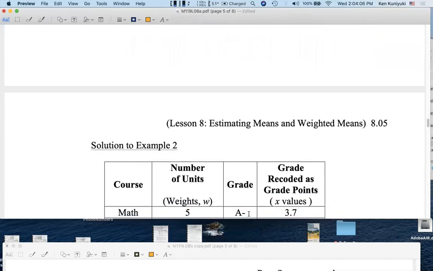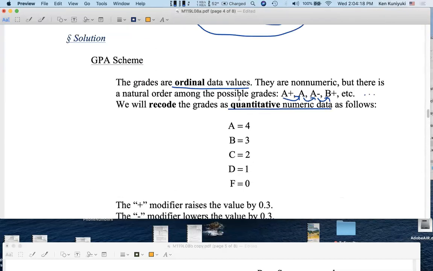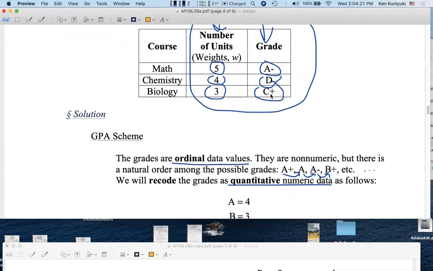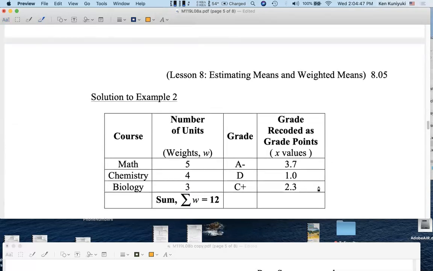Well, your A minus in your math class, that's 3.7 grade points. The D you got in the chemistry class, that was 1 grade point. Now, what about the C plus you got in the biology class? A C plus is how many grade points? Well, a C is normally 2 grade points, but because of the plus modifier, we're going to add 0.3. So a C plus would be 2.3 grade points. So then this person might appreciate that modifier there.